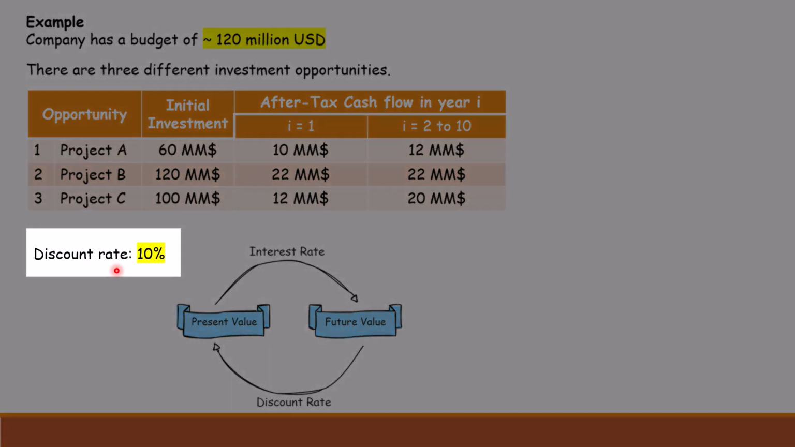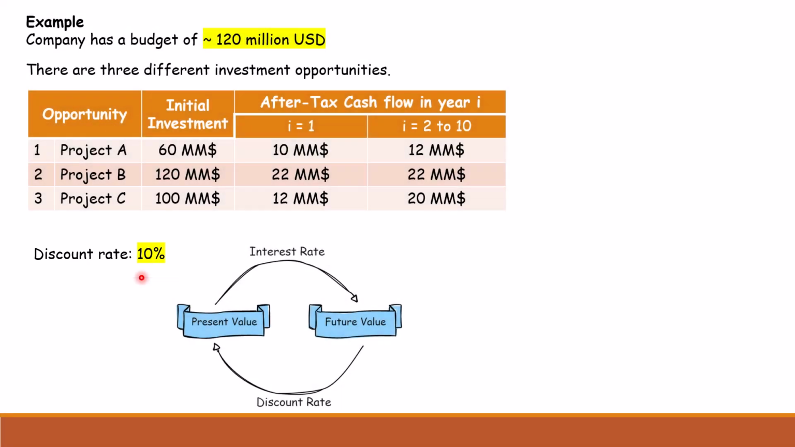The discount rate that we need to use as per the textbook is 10%. This discount rate is decided by your management, your financial policies, or your business case philosophy. It may be 15%, it may be 20%. Here we are using 10% as per the textbook suggestion.